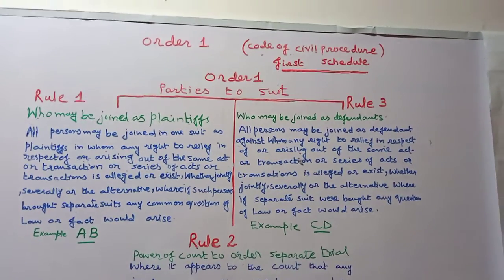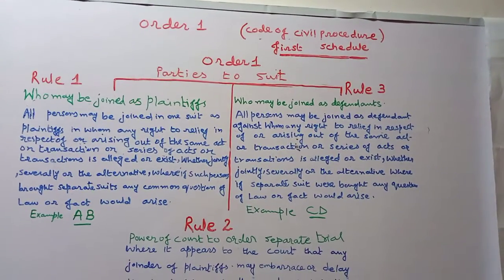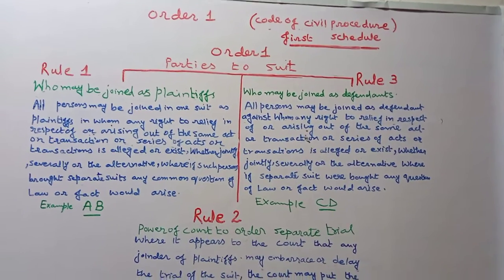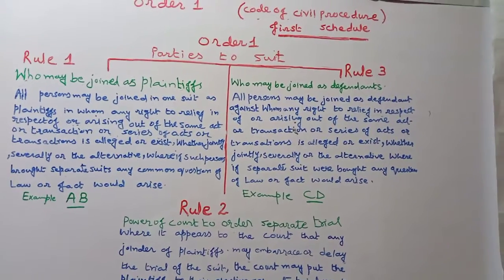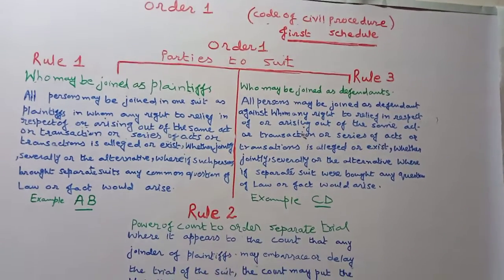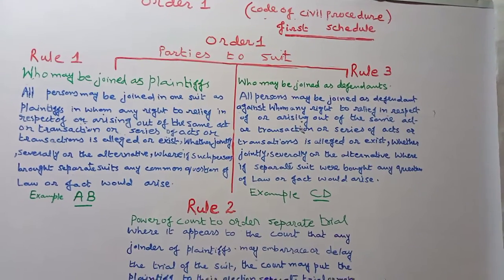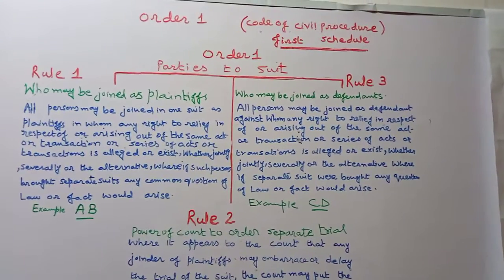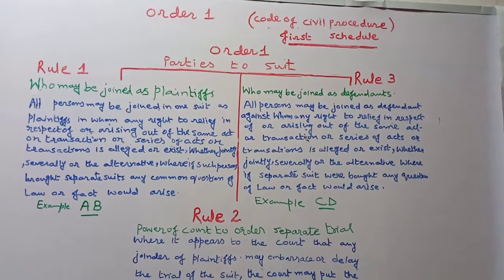In this lecture series, you will learn the Code of Civil Procedure 1908. Now we are starting the order portion. CPC is actually divided into two parts: substantive, which are sections, and procedural, which are orders. Okay, two parts. Substantive means sections and procedural means orders. Here we are going to start orders. Orders are in the first schedule.